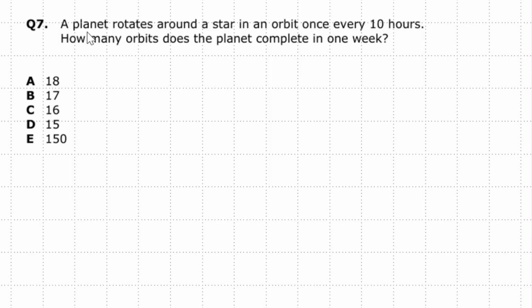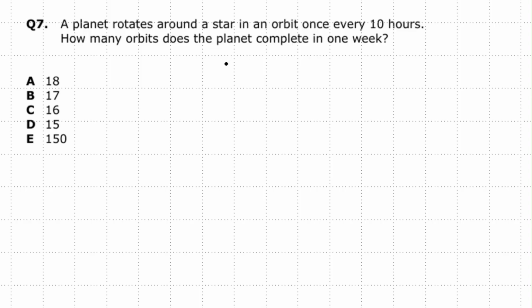Question 7. A planet rotates around a star in an orbit once every 10 hours. How many orbits does the planet complete in 1 week? Here are the options. Now we need to solve the equation. So we know that a planet rotates the star every 10 hours. So we need to find out how many it completes in 1 week.